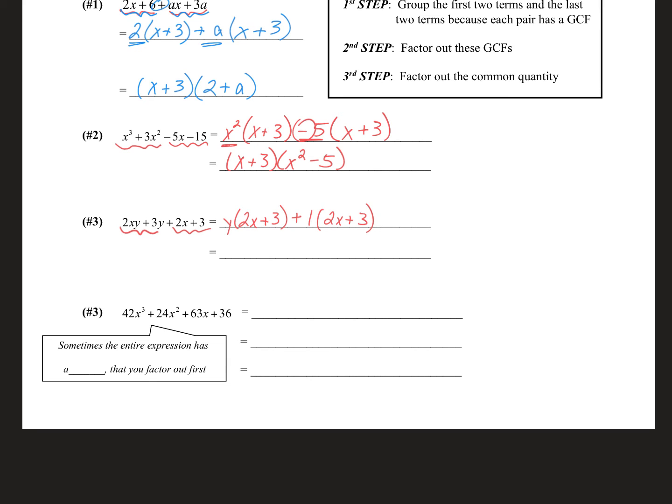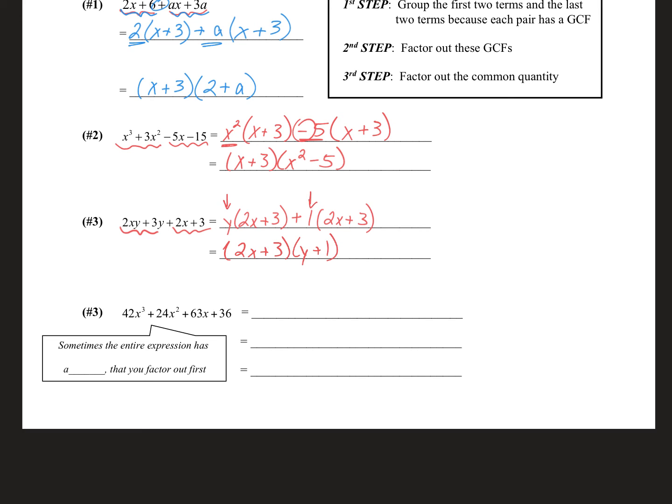Notice how when we're doing this, these are always the same. That's not a coincidence. As long as we're doing it right, and we are in fact pulling out the greatest common factor, these are going to be the same. All right, the last step is to factor out that common quantity. The common quantity is 2x plus 3, and then we're just left with y plus 1.